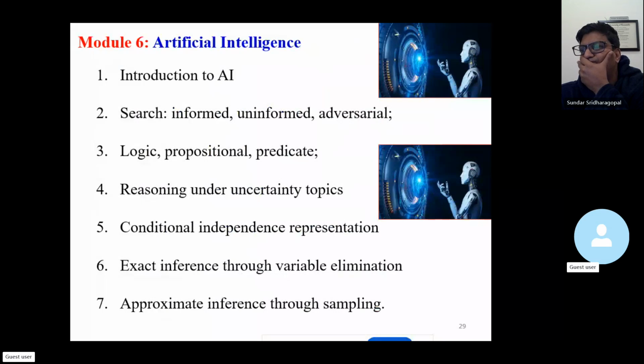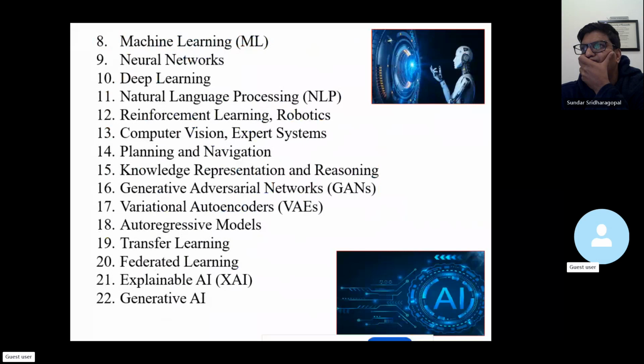Then machine learning concepts come under AI: neural networks, deep learning, natural language processing, reinforcement learning, robotics, computer vision, expert systems, planning and navigation, knowledge representation and reasoning, and generative adversarial networks. Especially if you want to perform facial expression, how over the period from childhood to old age our face is changing, in order to develop such facial expression applications we are using GANs. GAN is nothing but generative adversarial networks, a very popular and very important concept.